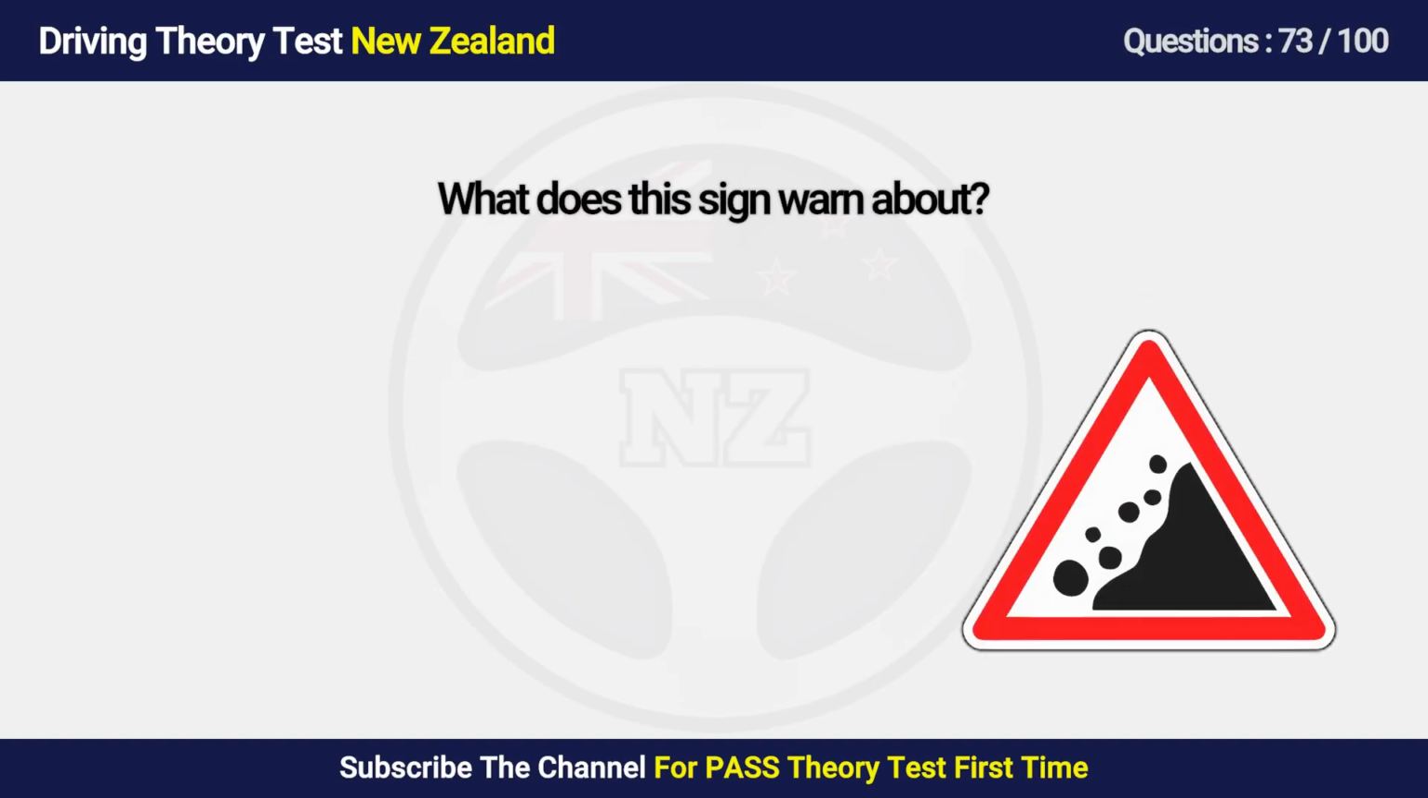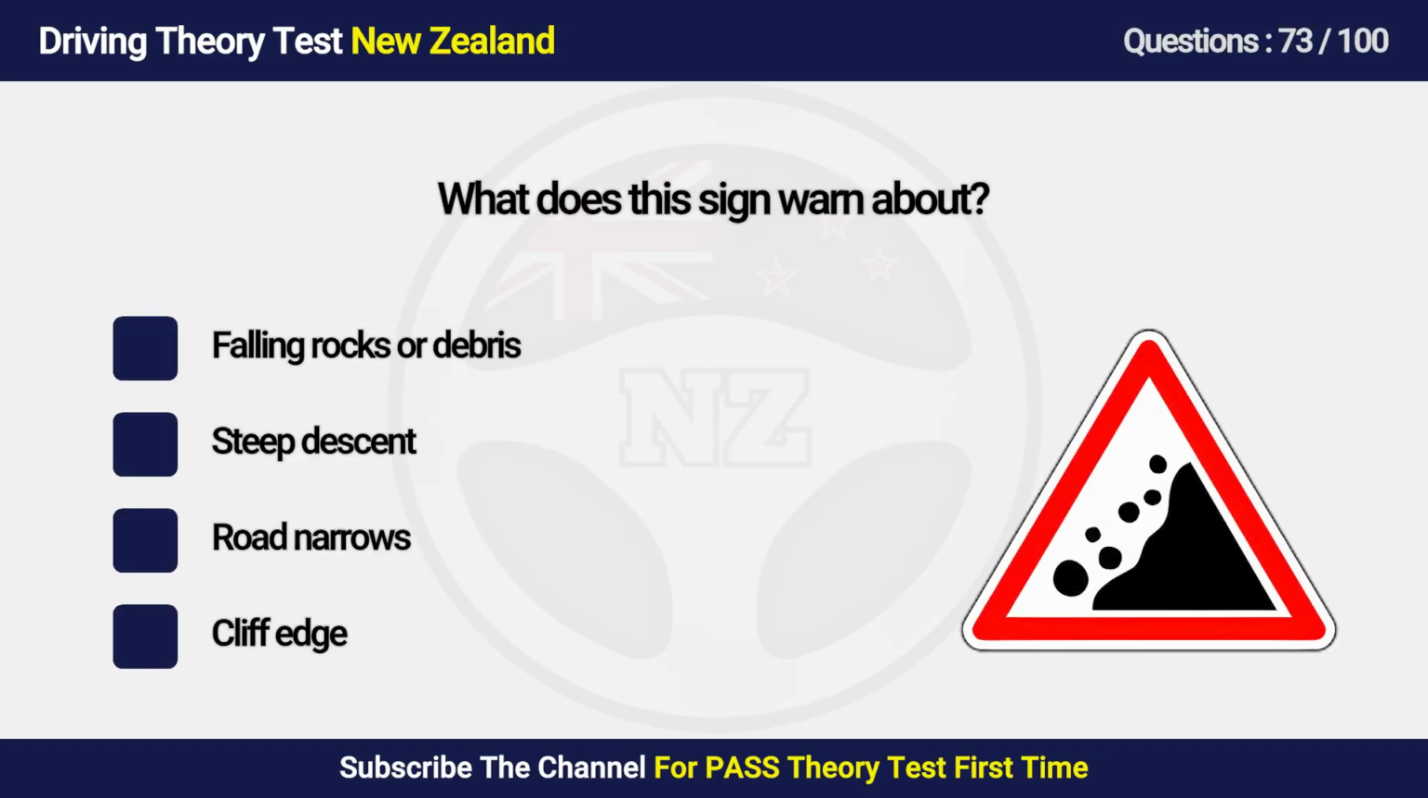Question 73. What does this sign warn about? A. Falling rocks or debris. B. Steep descent. C. Road narrows. D. Cliff edge.